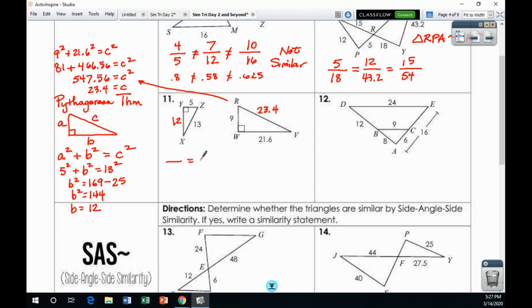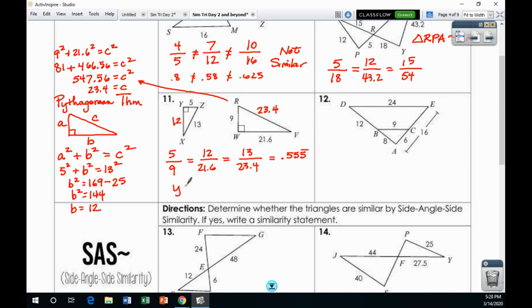So here we go, let's test these proportions, see if they're equal to each other. We'll start with the small sides. 5 over 9, 12 over 21.6, and 13 over 23.4. So I want to check out all three of these, and they are going to all be the same. Let's do what it is. 5 divided by 9, oh, this is going to be 0.55 repeating, okay? So all of these equal 0.555 and so on, 0.5 repeating, I guess we could say, right?